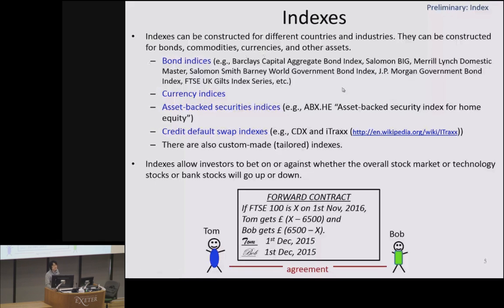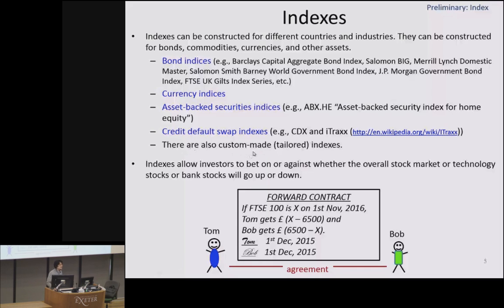There are many bond indices. There are also currency indices. I don't know, there can be currency index for Latin American currencies or Southeast Asian currencies. There are also indices for asset-backed securities such as ABX. And there are some indices for credit default swaps, such as CDX.